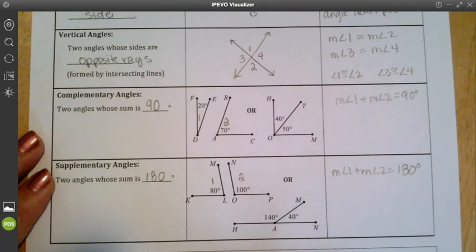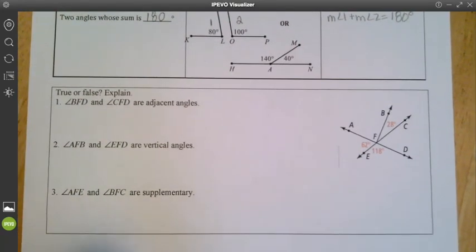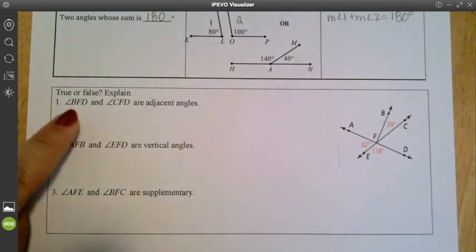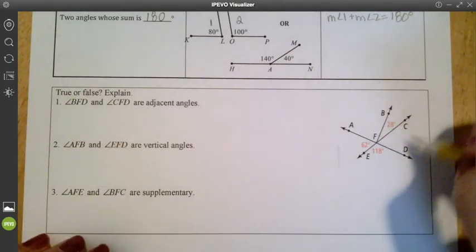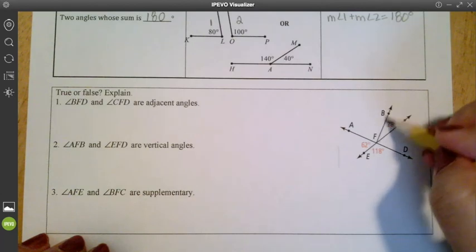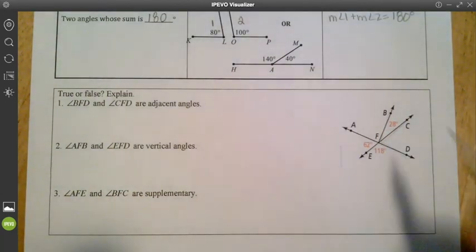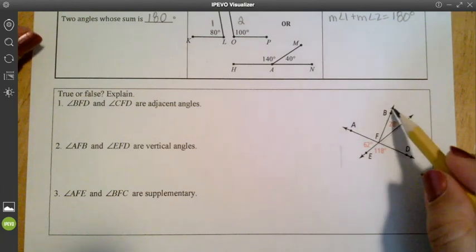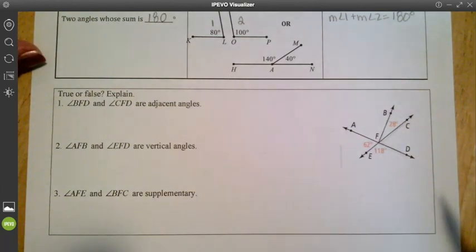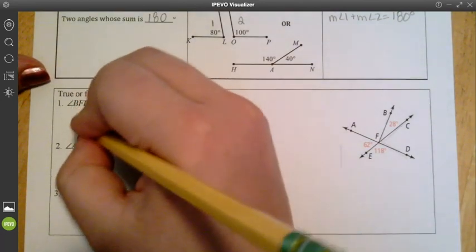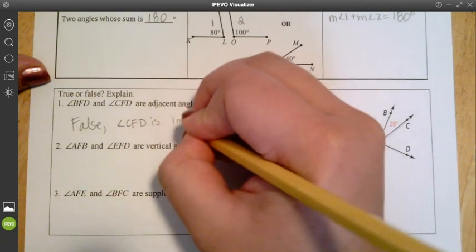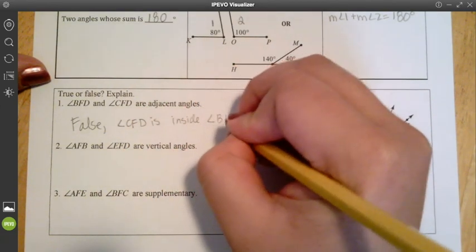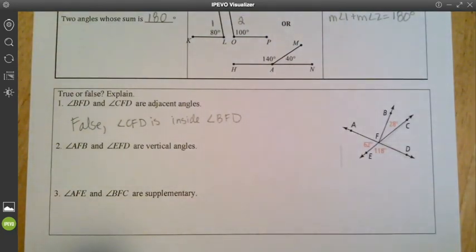Okay, so let's look at some true or false questions. Number 1: Are angle BFD and angle CFD adjacent angles? So this one and this one. Notice how angle CFD is inside of angle BFD. They're not adjacent because one is inside the other. So this is false. Angle CFD is inside angle BFD. Remember, adjacent means next to. So we're looking for adjacent angles to be two angles that are next to each other.